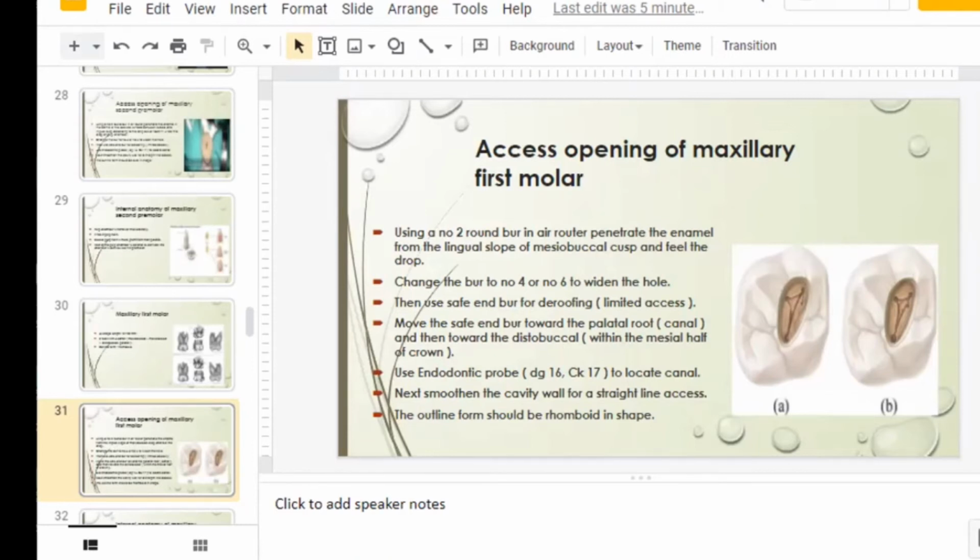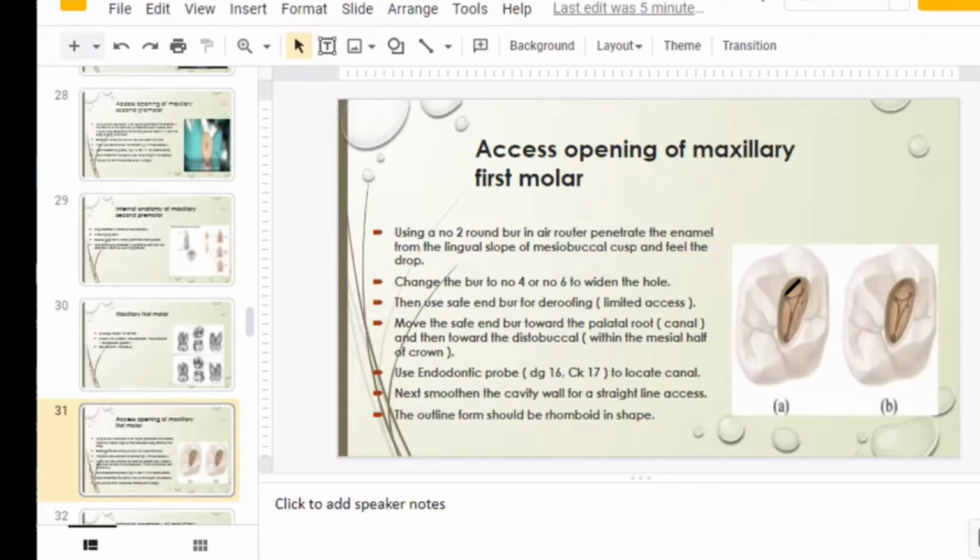Okay, here I'll start my pointer. So first you have started at the slope of the what? Mesiobuccal cusp, and came to the palatal and went to the distobuccal cusp and joined here. Like that you have to rotate your handpiece. Then you will get this rhomboid shape, and in this axis opening shape, you should be able to see the dentinal map.